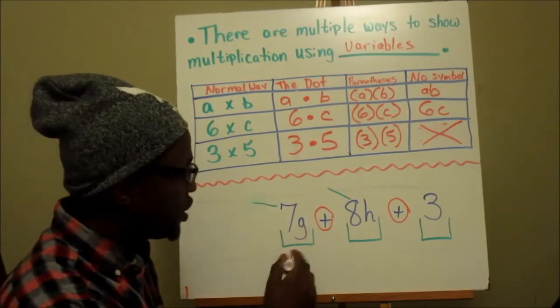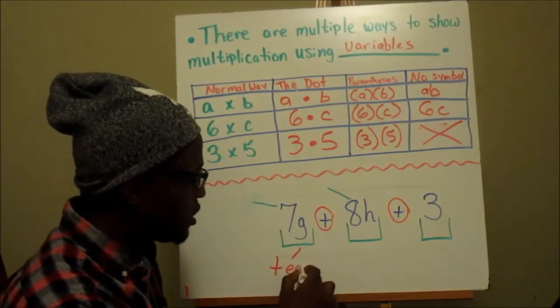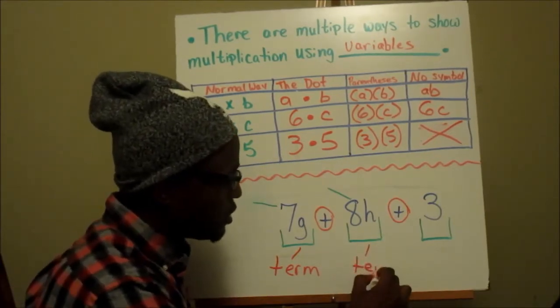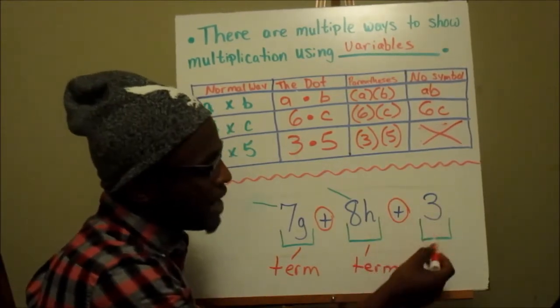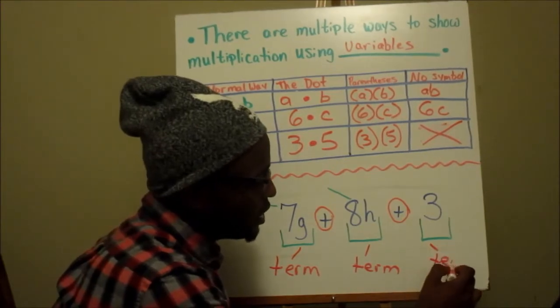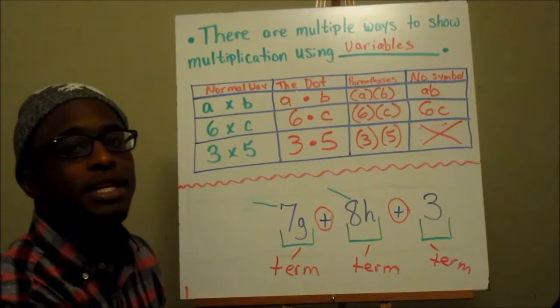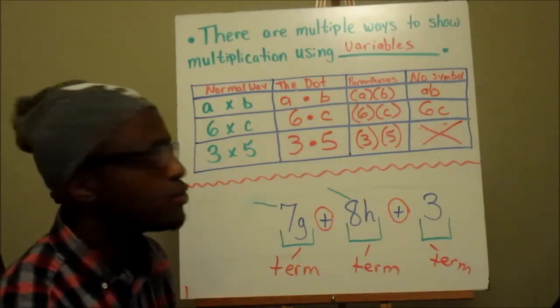So in this problem, 7G would be a term. 8H would be a term. And the number 3 by itself would be a term. So while you're filling out your notes, just know that terms are parts of the expression that can be either added or subtracted. Don't forget to fill in those blanks.